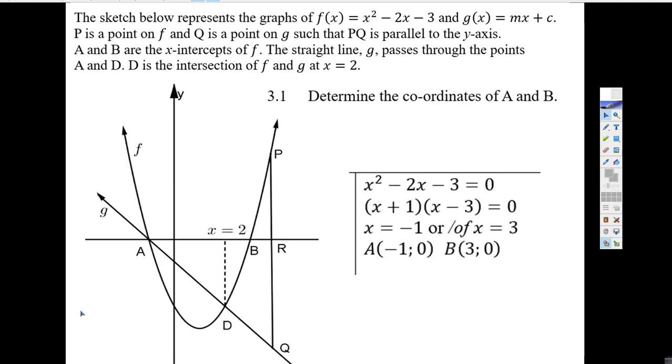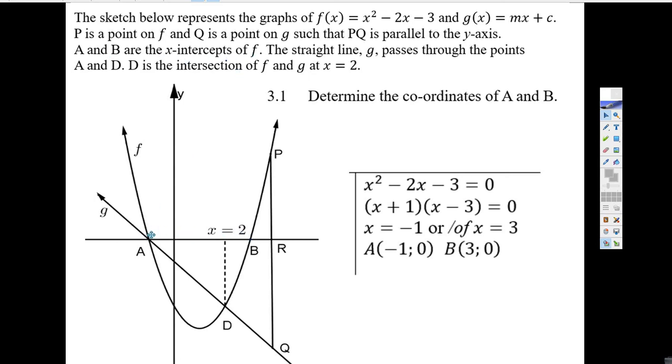Okay, let's try this parabola question 3.1. It says the sketch below represents the graph of the function x squared minus 2x minus 3. There's the parabola, and a line g equals mx plus c, but they're not telling us m and c. So we've got P as a point on f and on Q. Oh, PQ. Okay, so PQ is parallel to the y-axis. That could be important. A and B are x-intercepts of f.